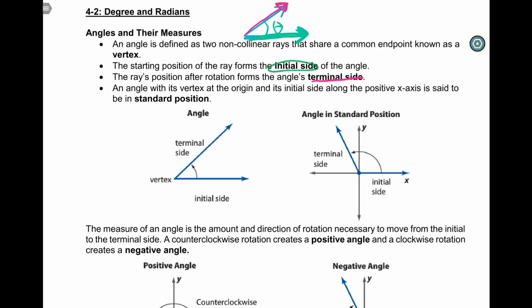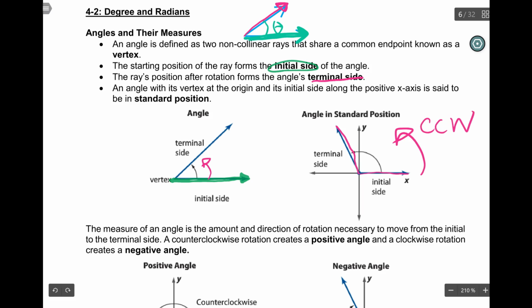So an angle with its vertex at the origin is in standard position. So normally we start at the origin right here. So we always have our initial ray starting right here along the origin on the x-axis. And then if you go up, you have a positive angle. And so this is an example on the right side of an angle in standard position. So you can see the initial side is where we start, this terminal is where we end, and then we always go in a counterclockwise fashion for a positive angle.